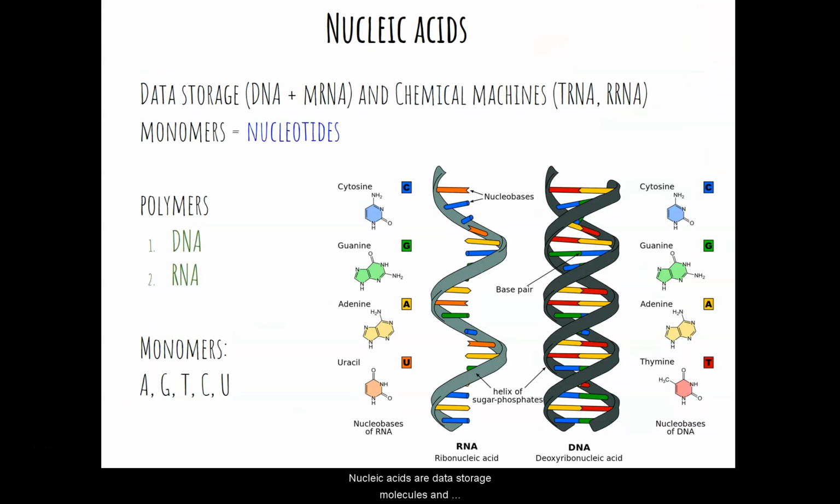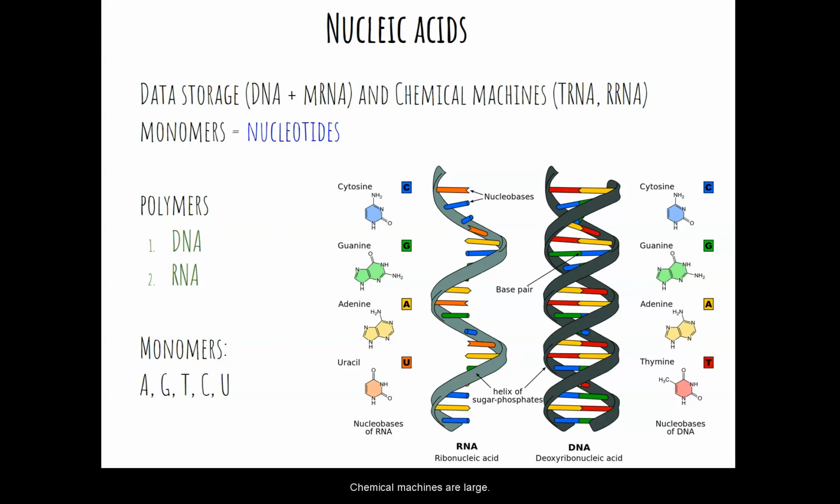Nucleic acids are data storage molecules and chemical machines. DNA is found in all of your cells, and it stores information on how to make proteins. You get one copy of DNA from your mother and one from your father. So you have two copies of all of the recipes. Sometimes your body uses your mom's copy, sometimes it uses your dad's copy, and sometimes their copies are identical, and so it doesn't really matter.